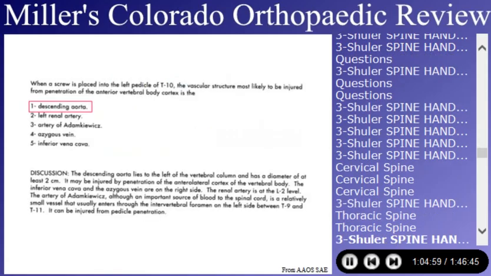T10 pedicle, you're putting a screw. Left pedicle, you're putting it in. Remember what structures lie on the left. Penetration of the anterior vertebral body, you have pretty brisk bleeding. What is it? Descending aorta.